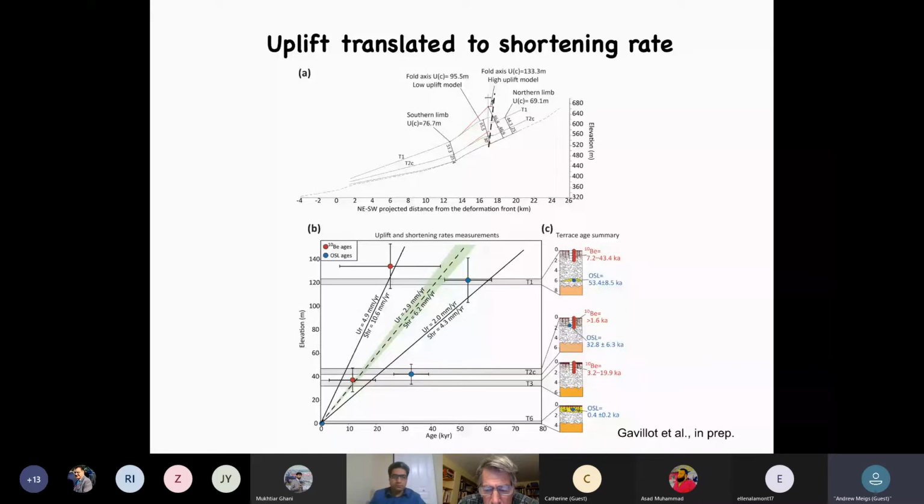But when you apply these age constraints to these terrace data, you come up with a shortening rate across the Surin-Mastgarh anticline, which is in the neighborhood of 6 millimeters per year, averaged for the three principal terraces that can be mapped across the anticline over a period of about 40,000 or 50,000 years.